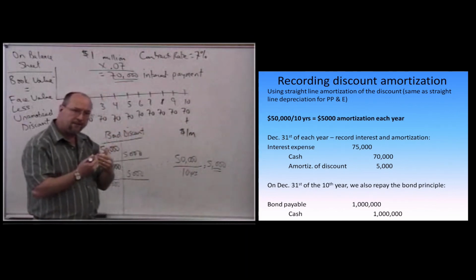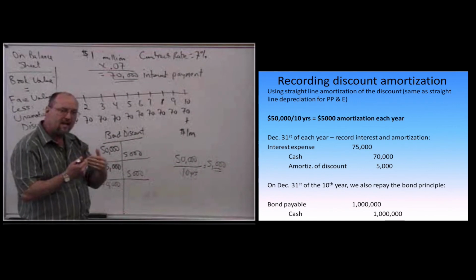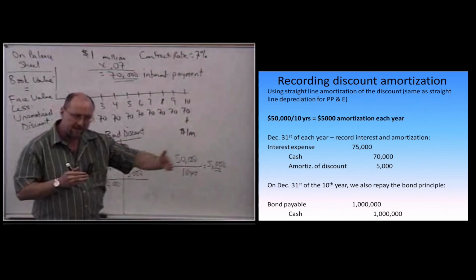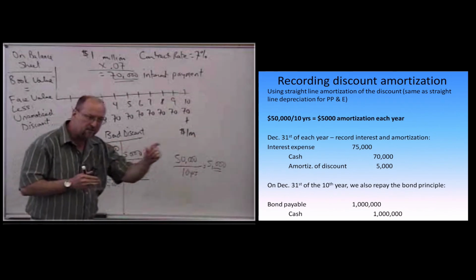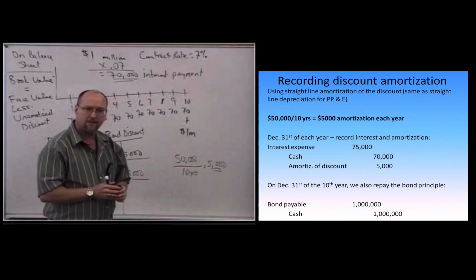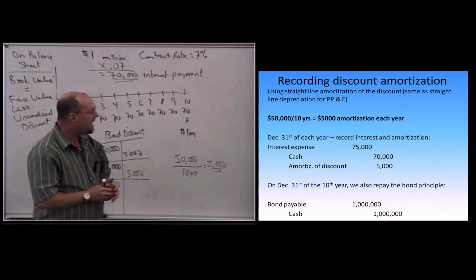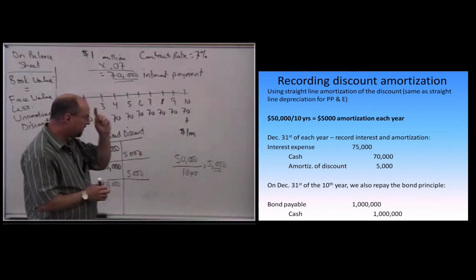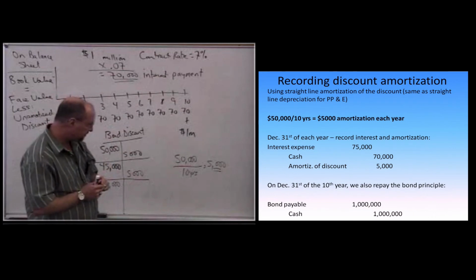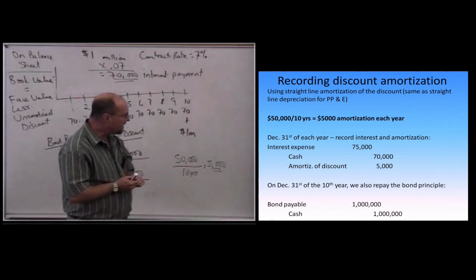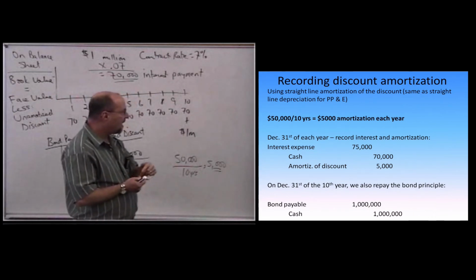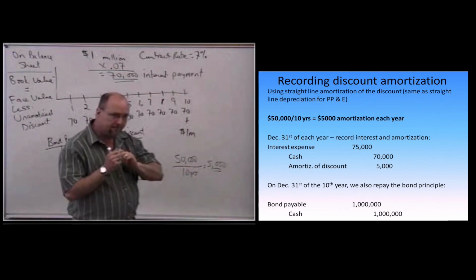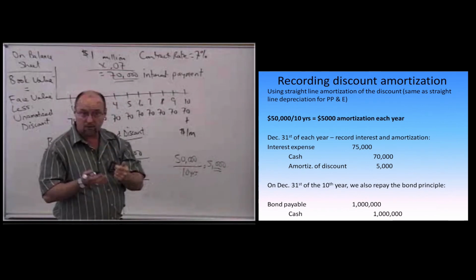They gave me $950,000 on day 1. I'm giving them back $1 million at the end of the 10th year. I'm spreading out that $50,000 in increments of $5,000 every year for 10 years. Okay? And as a result, my interest expense is greater than the amount of cash I'm paying them each year for interest. At the end of the 10th year, I call in the bonds, or the bonds get redeemed. I'm paying them back what I owe them. Remember, it's a loan after all.